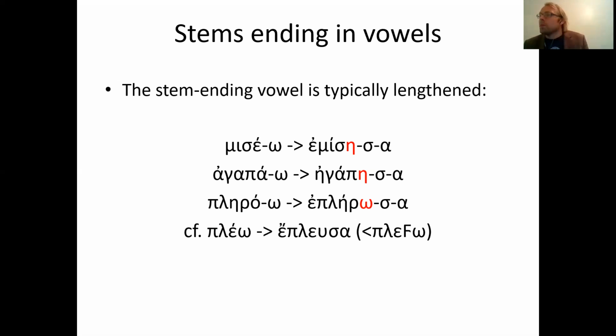Agapao, I love, becomes egapesa, I loved. Plero, I fill, becomes eplerosa, I filled. While pleo, I sail, becomes epleusa, I sailed, because of the loss of an original digamma, which I have mentioned before. Remember also that when an alpha is lengthened in Attic Greek, it usually becomes an eta, except after one of the letters epsilon, iota, or rho.